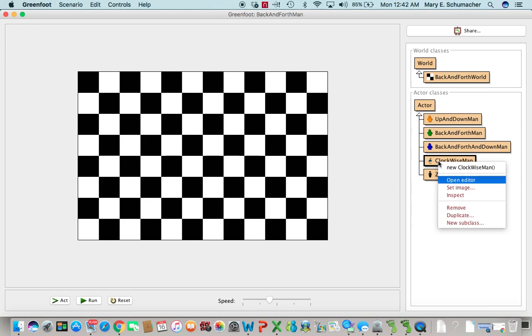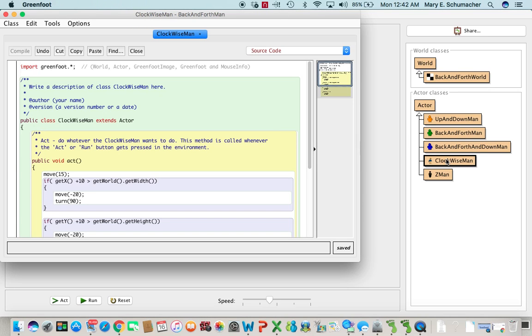So let's put the clockwise man somewhere in the middle here, and let's see if he spins out of control right there. He does. So let's pause and reset. And let's look at the code.